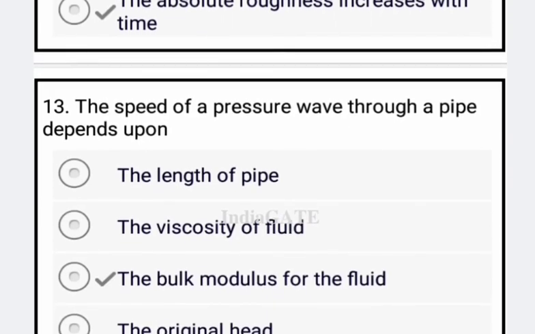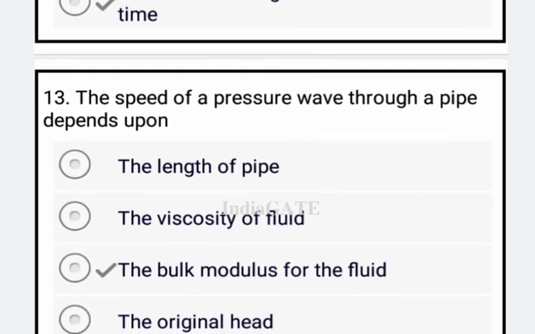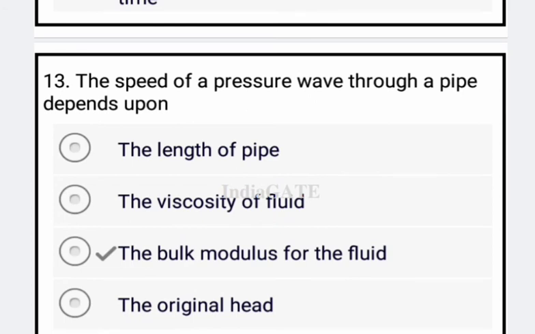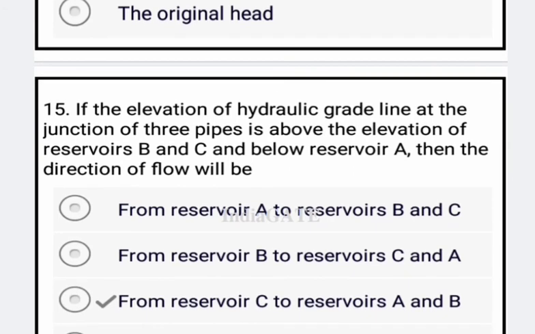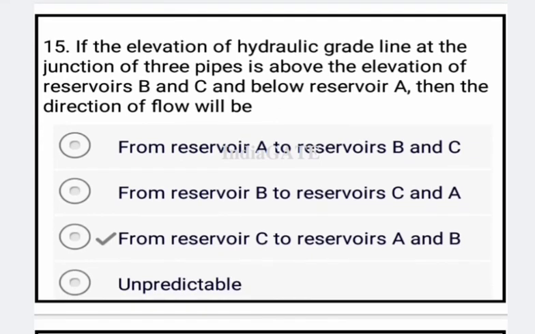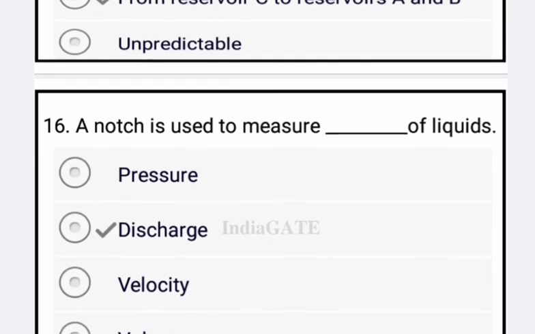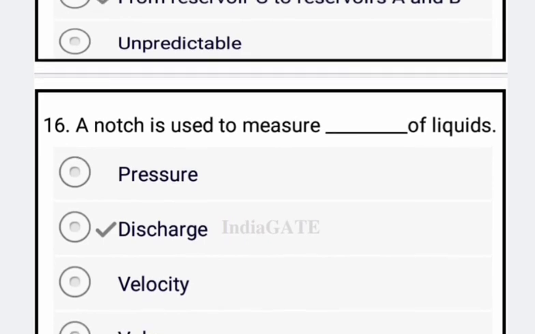Next question. The speed of the pressure wave through a pipe depends upon? Option C is correct, the bulk modulus of the fluid. Next question. If the elevation of the hydraulic grade line at the junction of three pipes is above the elevation of reservoirs B and C and above reservoir A, the direction of the flow will be? Option C is correct, from reservoir C to reservoirs A and B. Next question. A notch is used to measure dash of the liquid. Option B is correct, that is discharge.